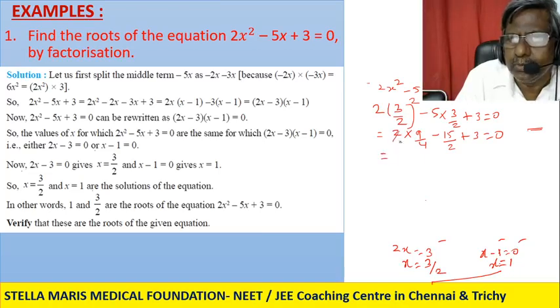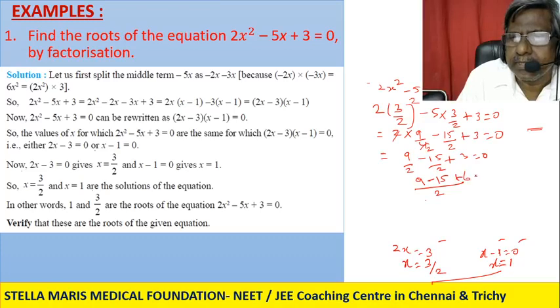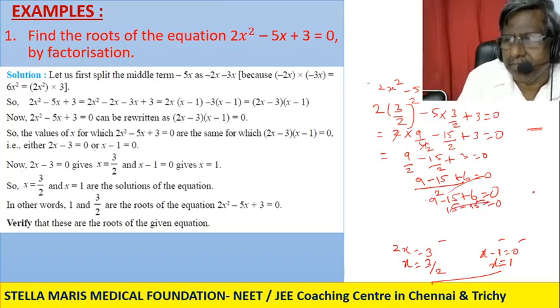See, you cancel 2, 2. So it will be 9 by 2 minus 15 by 2 plus 3 is equal to 0. Let us take the LCM 2. So 9 minus 15 plus 6 is equal to 0. 9 plus 6 is 15, so it will be 15 minus 15, which is 0. So 3 by 2 satisfies this condition.